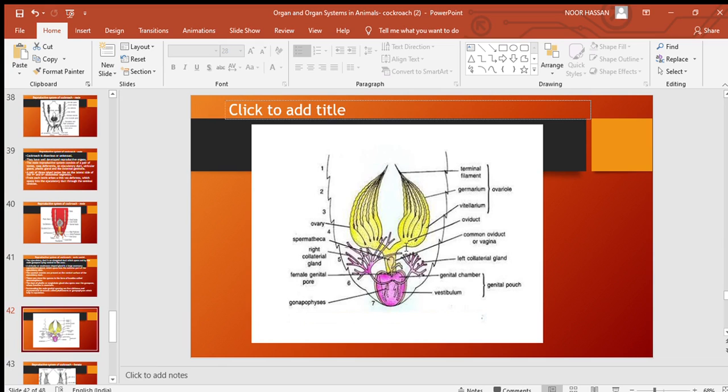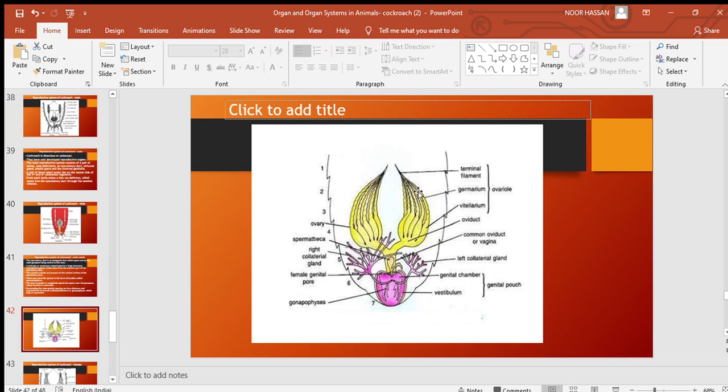Now we shall discuss the female reproductive system. The female reproductive system in cockroach consists mainly of ovaries. A pair of ovaries is present, in the form of a branched structure. Each ovary is divided into a number of ovarioles. These ovarioles open into oviducts, and the oviducts from each ovary unite and open into a common oviduct, which is also called the vagina.